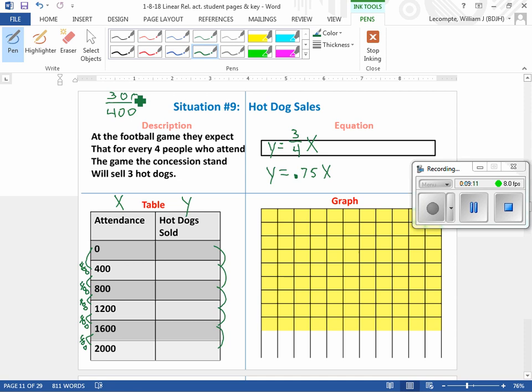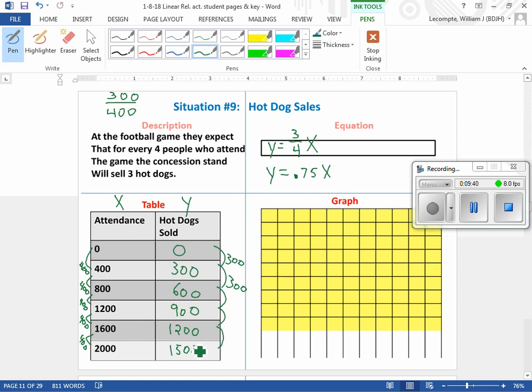Now, 0 people show up. Guess what? We sell nothing. So now we're going up by 300. So the next one is 300, so we're going to go to 600, because the next one was 400, and every 400 I'm going to buy 300 hot dogs. So this is 900, 1200, and 1500.